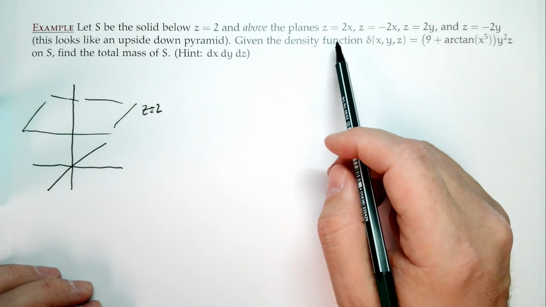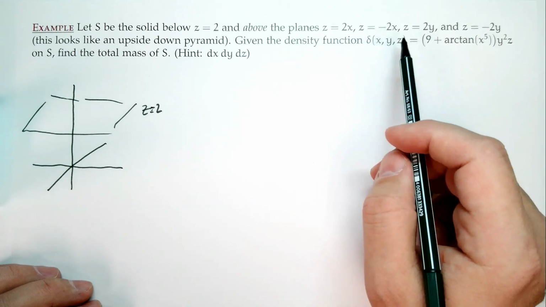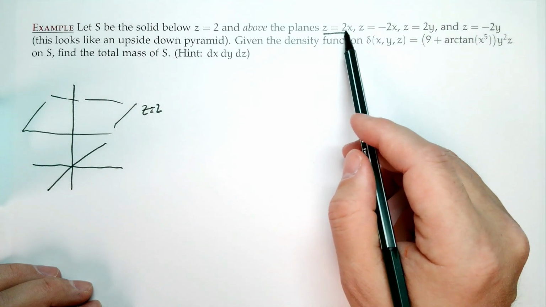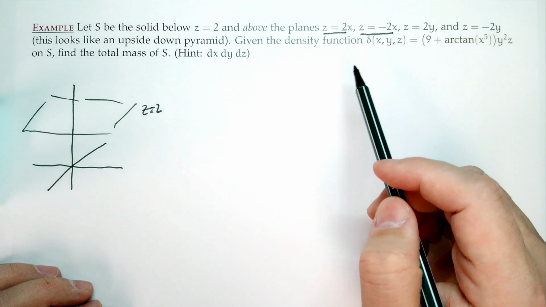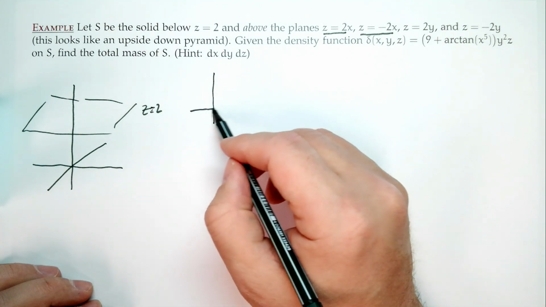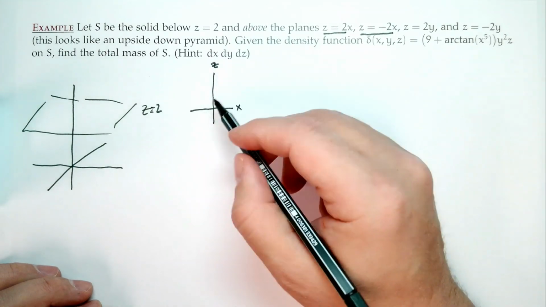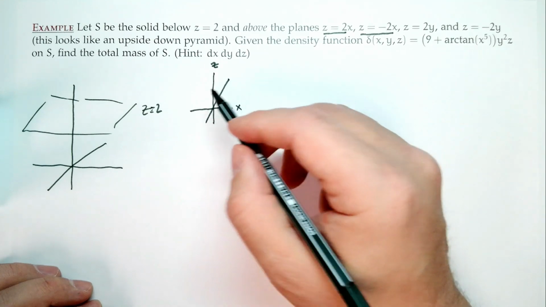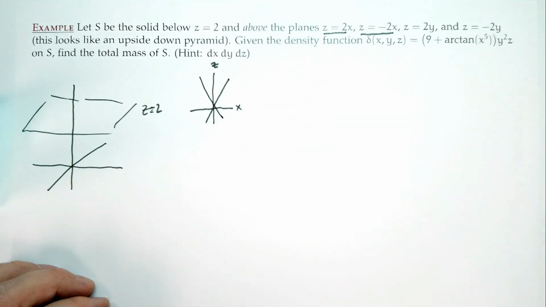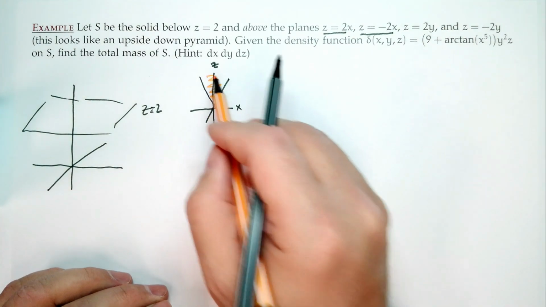And we're above the planes z equals 2x, z equals minus 2x, z equals 2y, and z equals minus 2y. Now, suppose let's just focus for a second on just these two. So we're above z equals 2x and z equals minus 2x. Well, what that means is if you were to look here in the xz plane, z equals 2x would look like this, and z equals minus 2x would look like that, which means we want to be above both of them, so we're looking like this shape here.